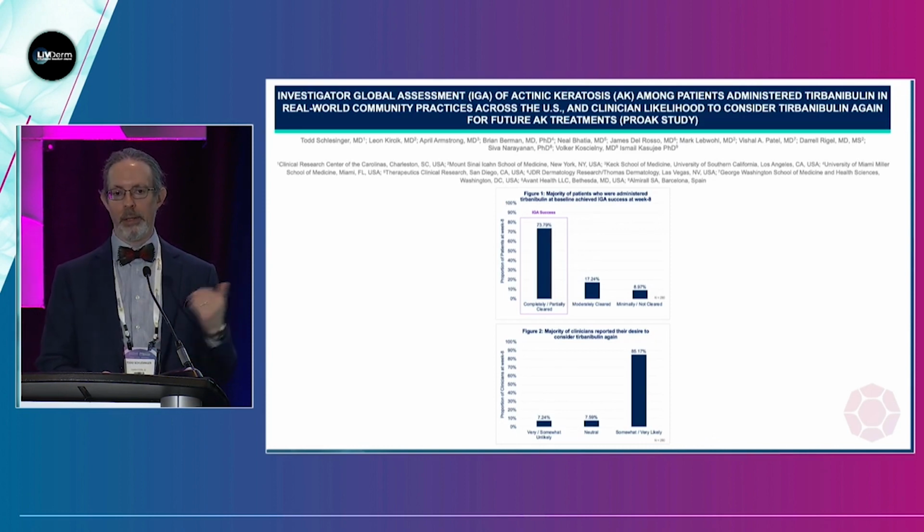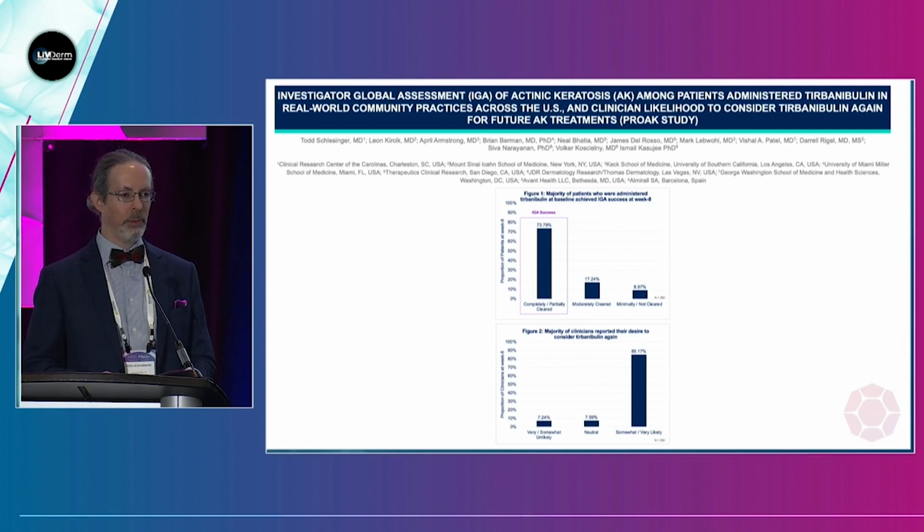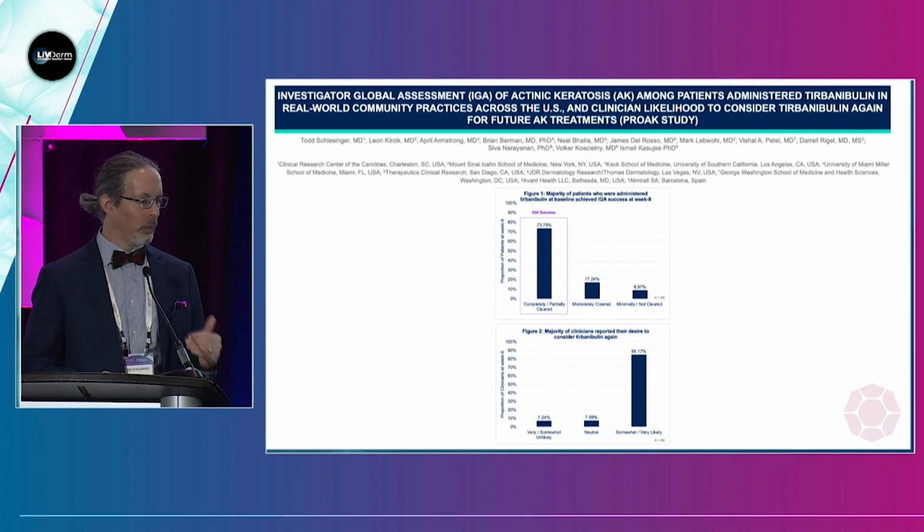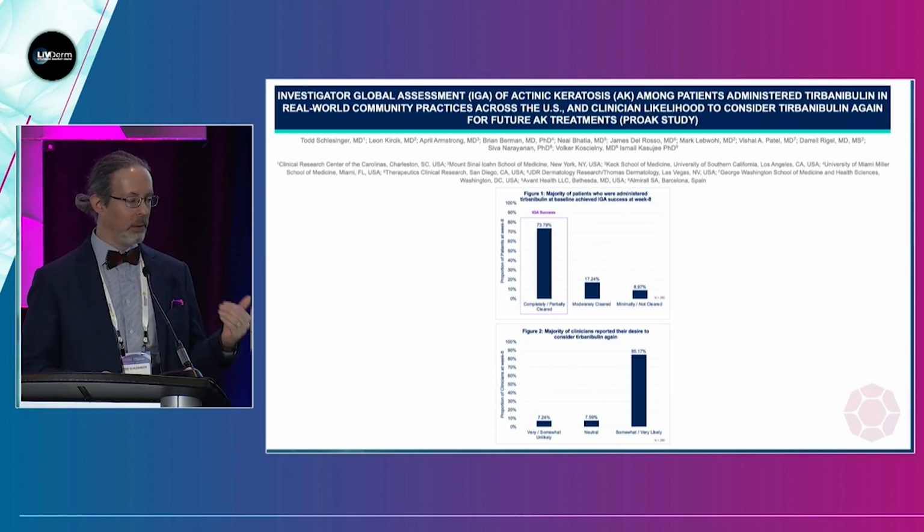Taking that data, we started a real-world study with 300 patients in 10 sites. This is just some of the data that was published recently at the winter meetings, and it's taking a look in more detail at how the clinicians felt the topical was working with tirbanibulin, and how likely they were to use it again. And luckily, in the real world, it works a little bit even better than advertised. The patients who were administered it were completely or partially cleared in approximately 75%, and the majority of the doctors and the PAs that were in the study would use the topical again.